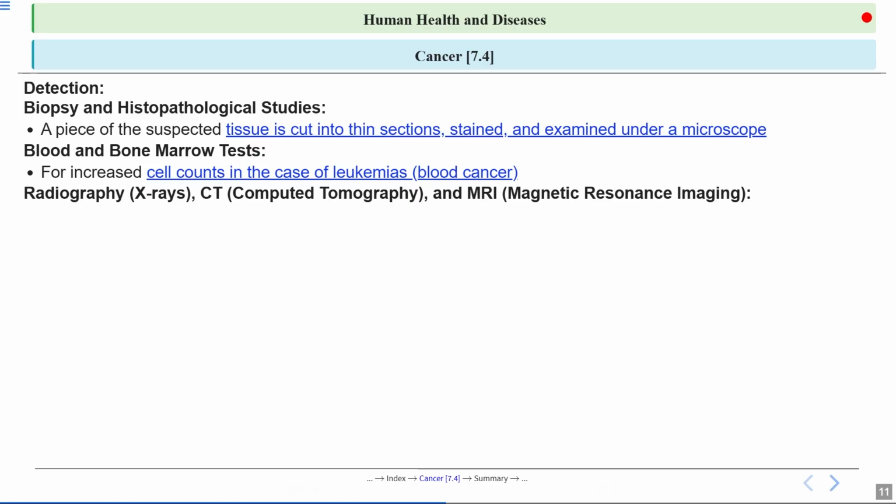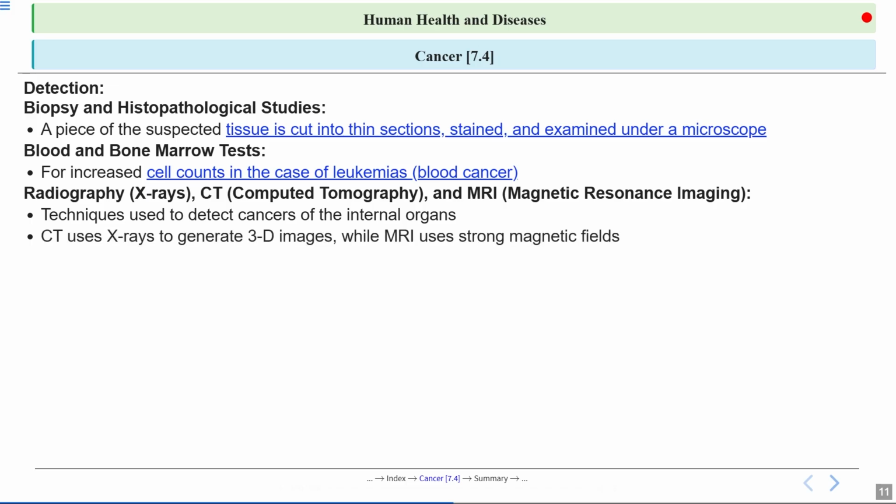Radiography, which includes X-rays, CT, which is computed tomography, and MRI, magnetic resonance imaging. These are non-invasive ways to see inside the body. These techniques are used to detect cancers of the internal organs. For example, a CT scan can reveal tumors in the liver or lungs that can't be felt from outside. CT uses X-rays to generate 3D images, giving doctors a detailed look at body structures. MRI, on the other hand, uses strong magnetic fields to create images, which is especially useful for soft tissues like the brain.